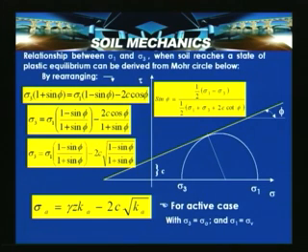At z is equal to 0 the pressure is 0, and at z is equal to h the pressure is Ka gamma h. Then the total active earth pressure thrust is half Ka gamma h square, acting at a distance h by 3 from the base.